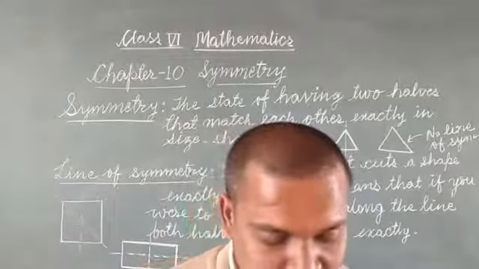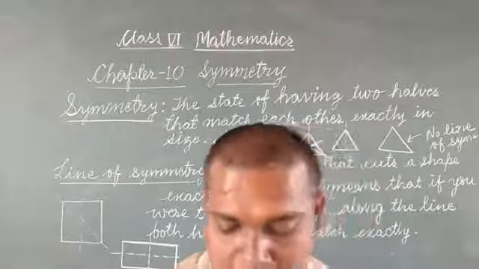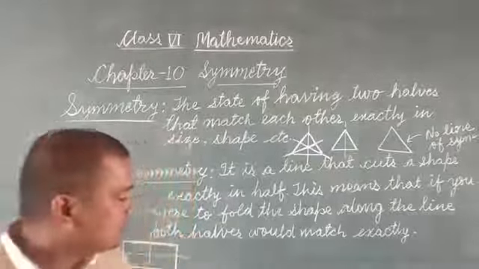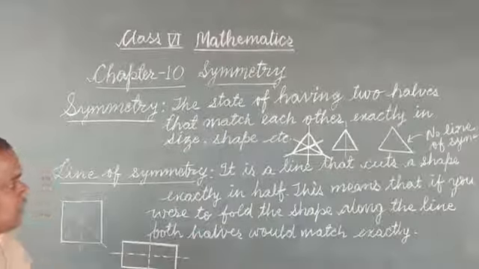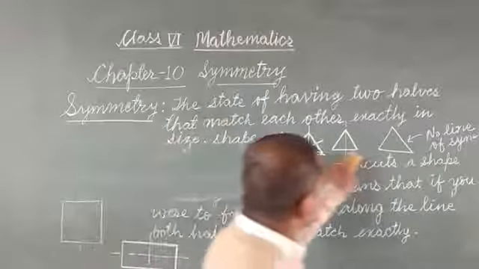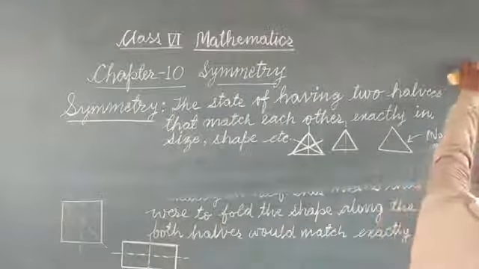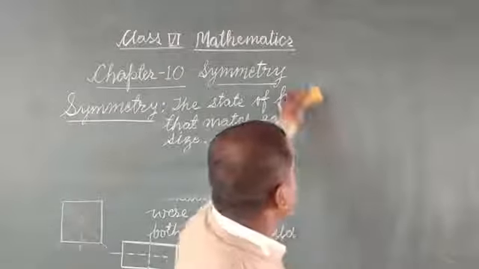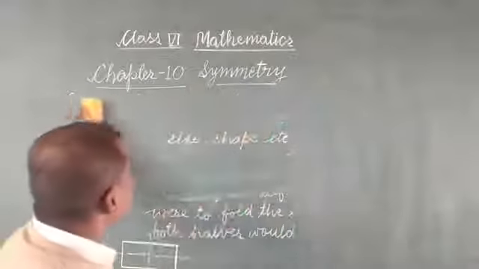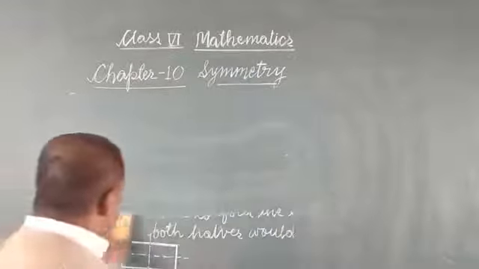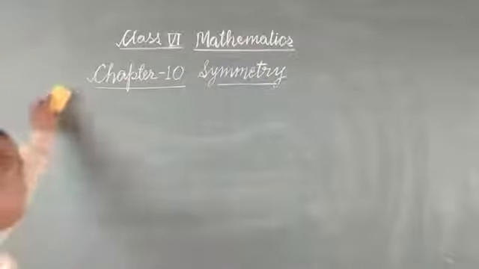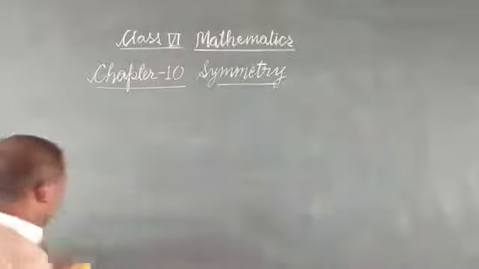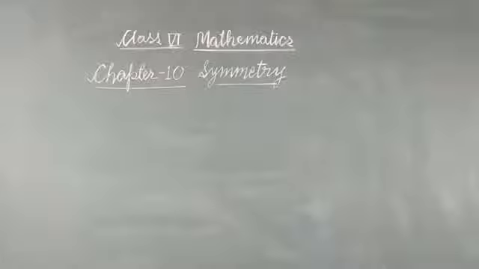Now you will see some figures in which we have a line of symmetry or not, and try to understand. In different geometrical figures, the number of lines of symmetry is different. You can also find the lines of symmetry in alphabets. How many lines of symmetry the alphabets have, you can also learn.